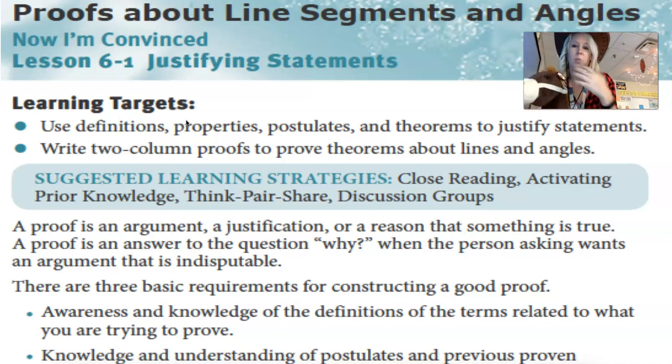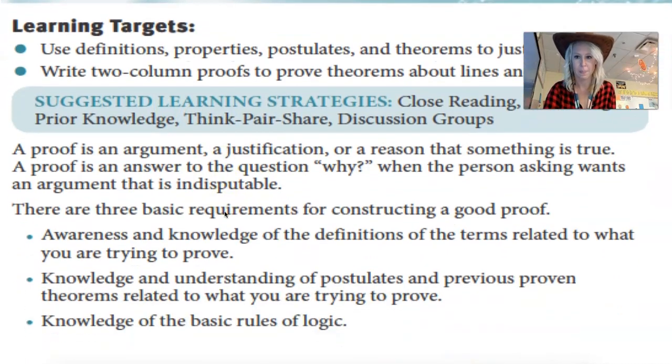Okay, so properties we've learned: addition property of equality, angle addition postulate, things like that. And then we're going to write two-column proofs to prove theorems about lines and angles. So we've seen two-column proofs where we have the statements and the reasonings when we solved equations, and now we're going to apply it to geometry today.